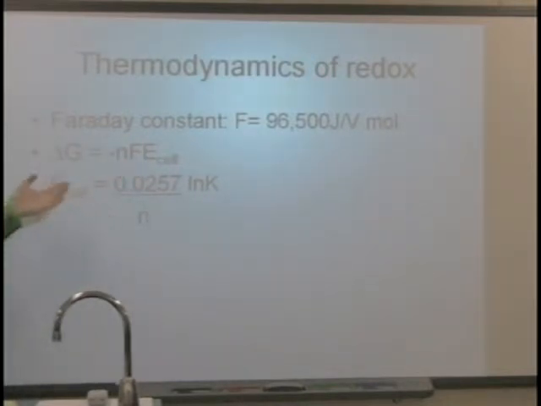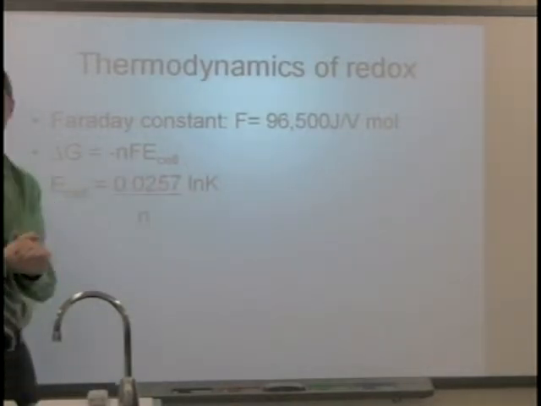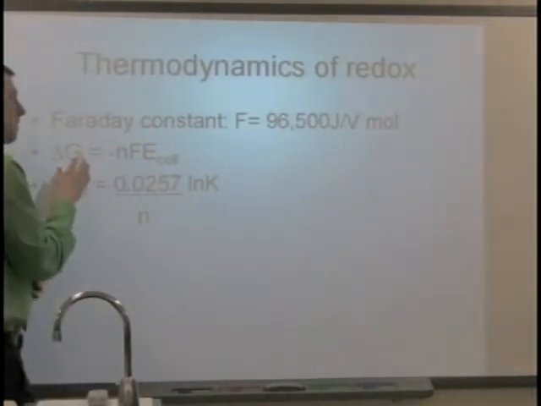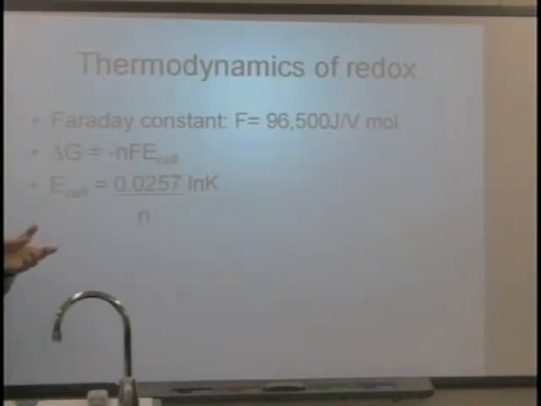Here's another way to solve for the E of the cell: the natural log of K, where K is going to be the equilibrium constant, divided by our N value as well. Again, I'm uncertain if you need to use either of these equations, but at the same time our book goes over it, so I'd like to at least introduce it to you.